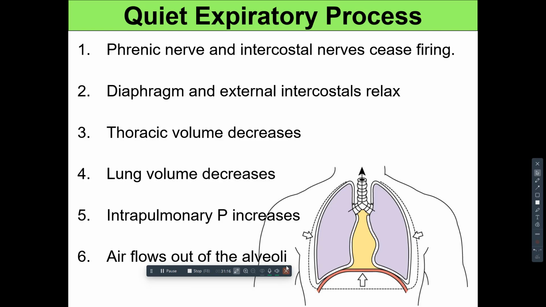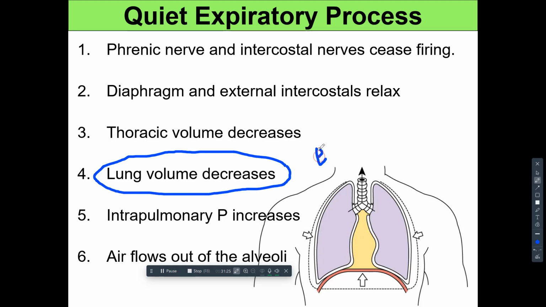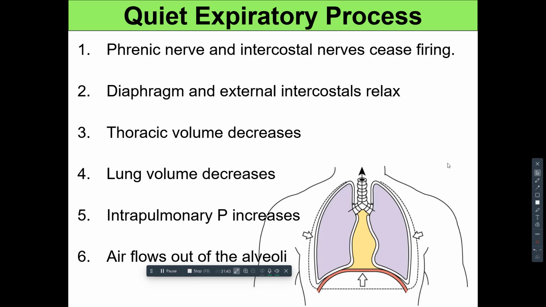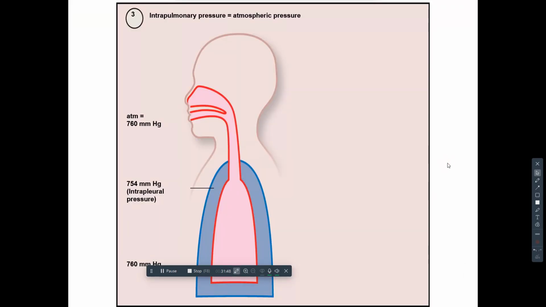And this part especially is going to be assisted by the elastic fibers. Remember, we got that elastic recoil. That elastic recoil is going to assist in that decrease in lung volume. That's why those elastic fibers are quite important. So that is my basic quiet expiratory process. But let's take a look at a picture of it.